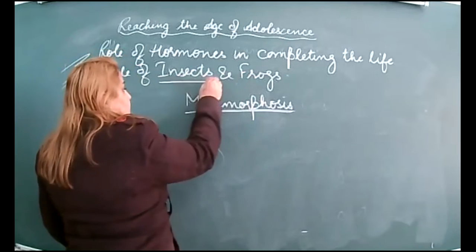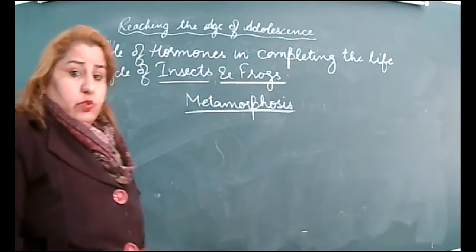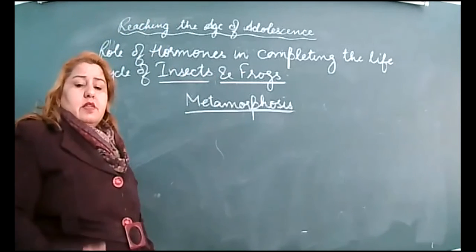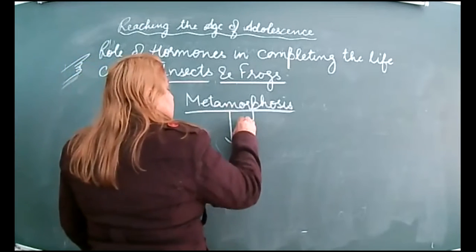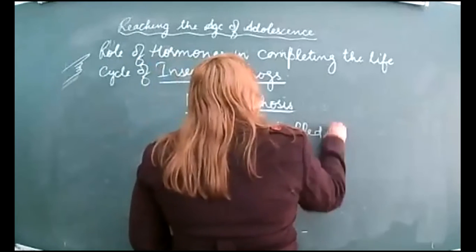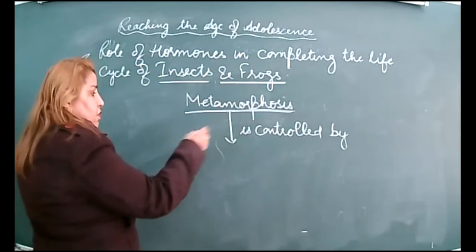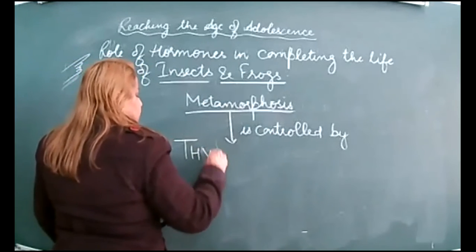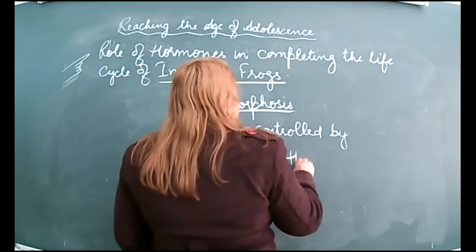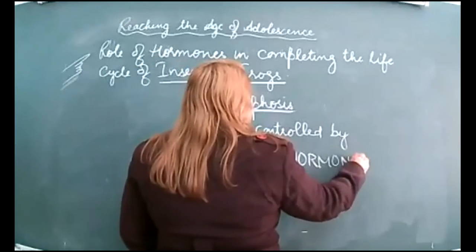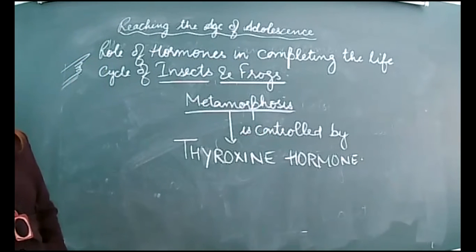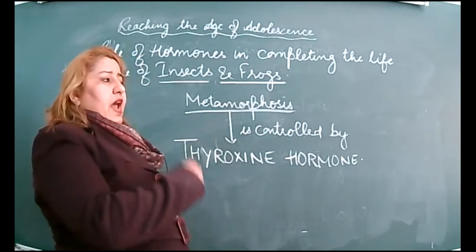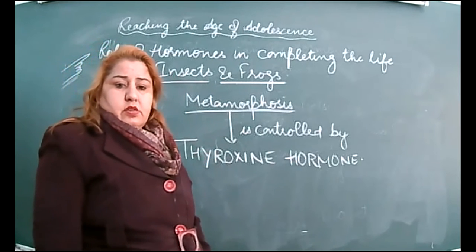Now in the case of insects and frogs, with the drastic changes, so what helps in them? Who brought these drastic changes? That means metamorphosis is controlled by a hormone. Which hormone? That is the thyroxine hormone. Okay, metamorphosis is controlled by the thyroxine hormone. That means for the drastic changes, from tadpole to adult frog, they require this thyroxine hormone.